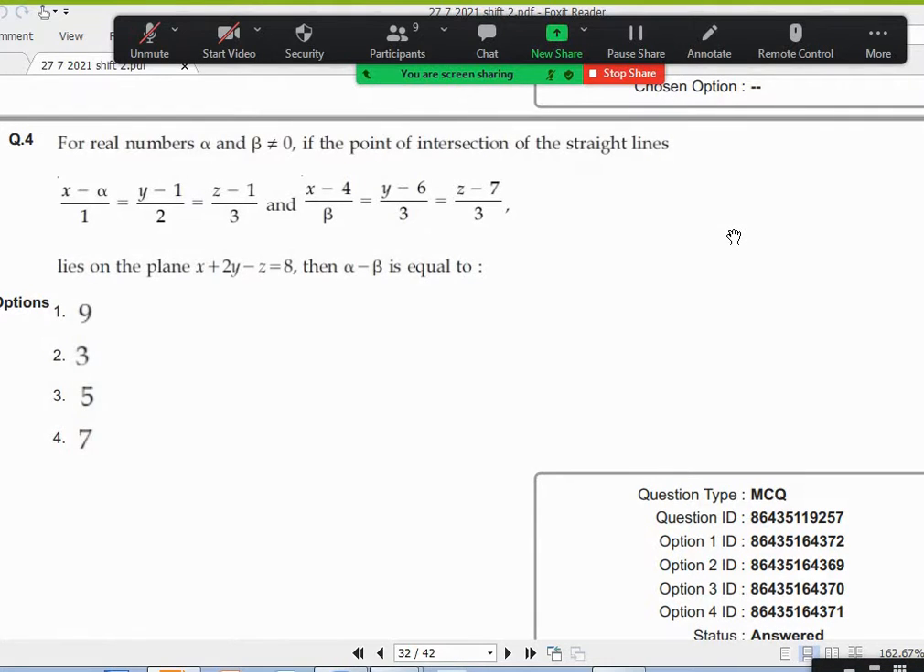For real numbers alpha and beta not equal to 0, the point of intersection of the straight lines lies on this plane. Oh, this is nothing great. Just find point of intersection and put it in the plane. There is one alpha here and there is one beta here.